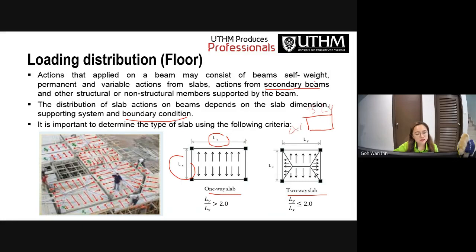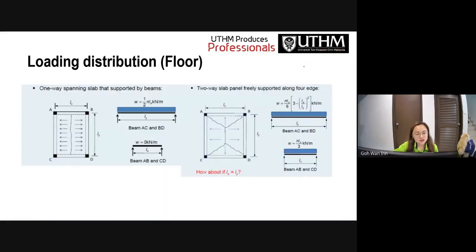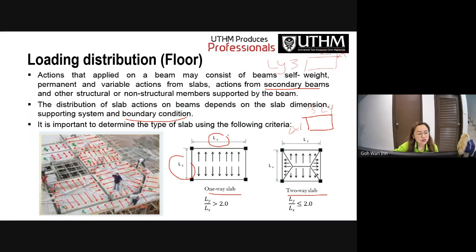So let's say you have another slab. This is 2, this is 3. As I said, the bigger value will become Ly, the smaller value will become Lx. So here is Ly, here is Lx. Ly is not necessarily on this axis. It depends on the slab. Whichever side is longer, the greater, the wider span, that one is Ly.